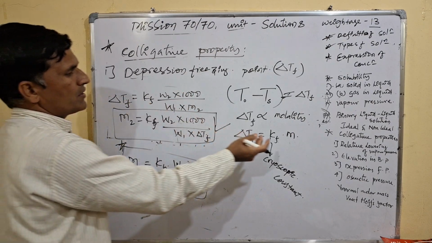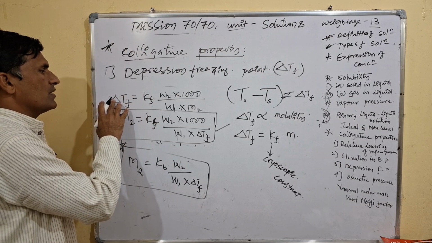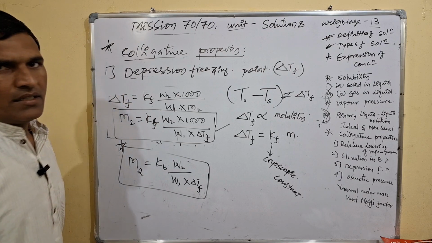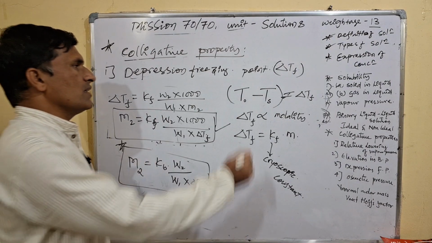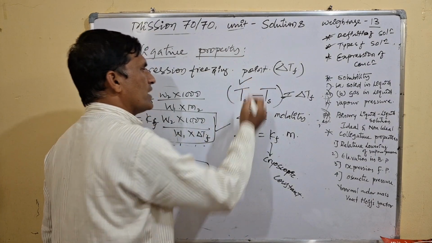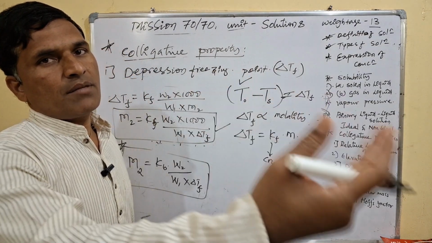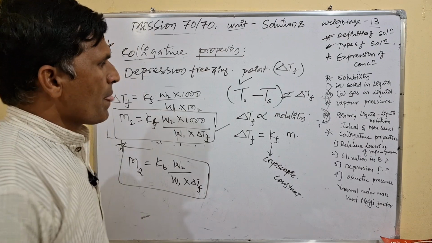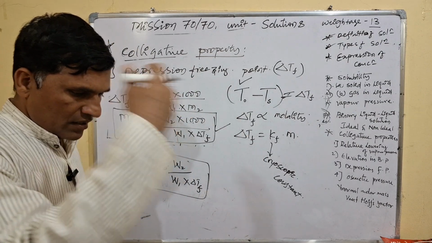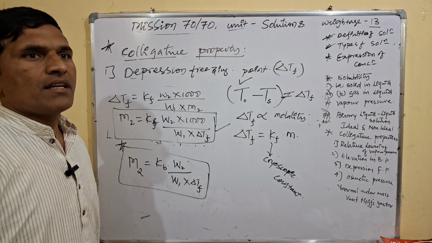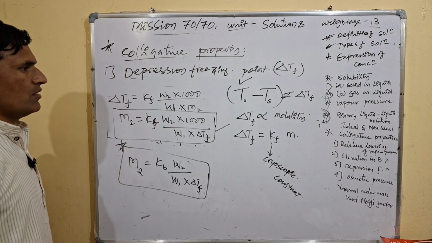Only thing is, you have to substitute KF in place of KB, and delta TF in place of delta TB. If the two temperatures are given, then you have to take the freezing temperature of the solvent minus the freezing temperature of the solution. Whereas in the case of lowering of vapor pressure and elevation in the boiling point, we will take solution minus solvent, right? So that difference you have to make out.